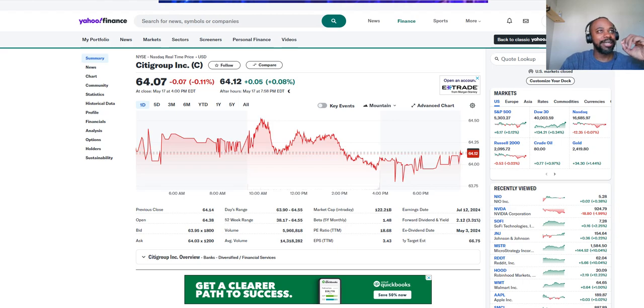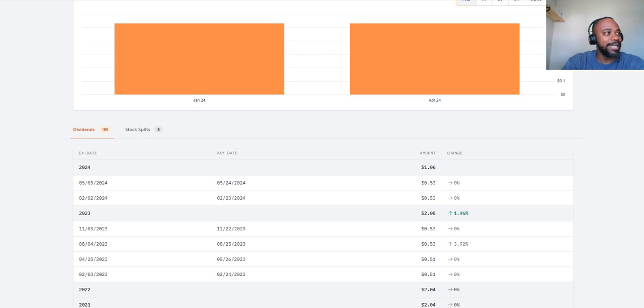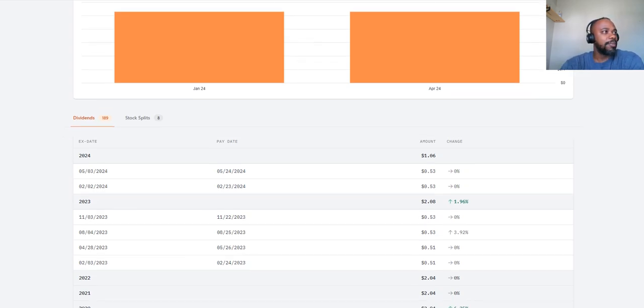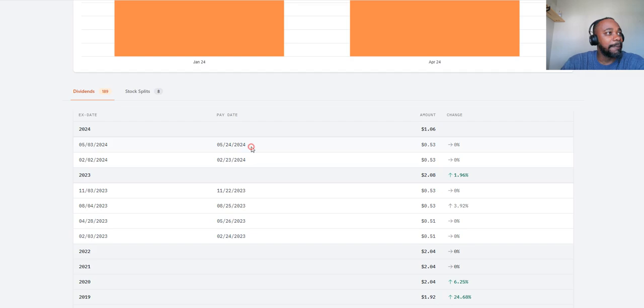Now, getting straight into it, Citigroup is having its dividend pay day this week. More in particular, May the 24th, which you can see here, and you're going to be getting paid 53 cents per share that you own for Citigroup. That will give you the total amount of $1.06 for each share that you have for this year, if you've been in it since the start of the year.